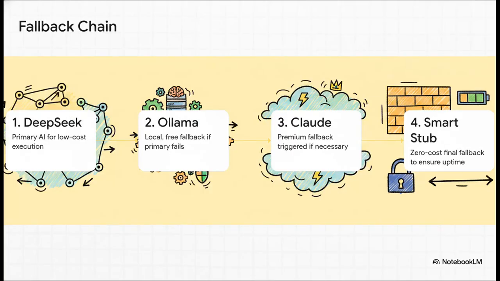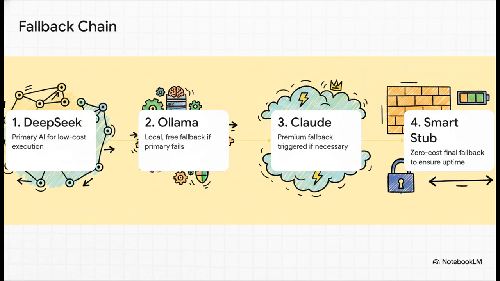Here's how this dynamic execution engine actually works in the real world. When a task runs, the router doesn't just cross its fingers and rely on one single point of failure. It shifts through a strict 4-tier order. It starts with DeepSeek as the primary AI. If that API goes down or times out, boom, it instantly falls back to Ollama, which is a local, free model running directly on the hardware.